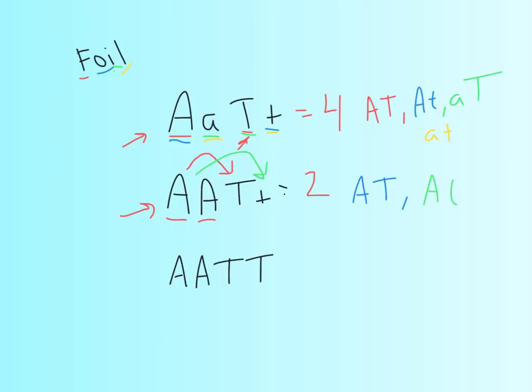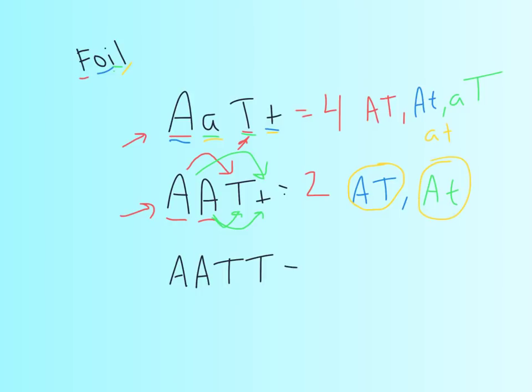Big A, little t. Now you could do it again. You can use this one and go big A, big T, and big A, little t again, but they're the same as that. So these are the only two combinations of alleles in the gametes that you can get: big A, big T and big A, little t.